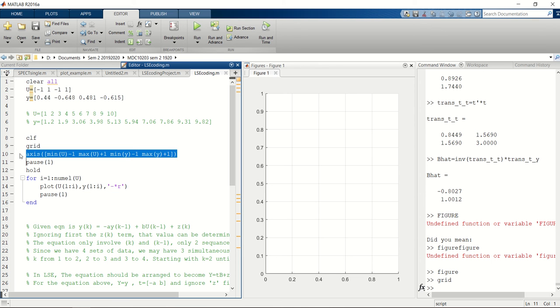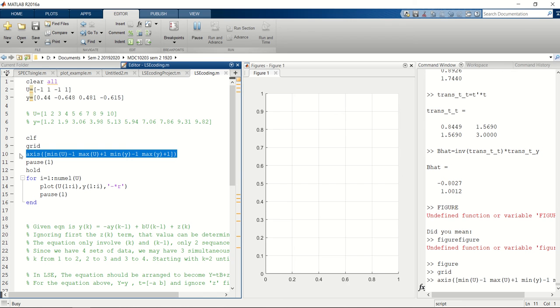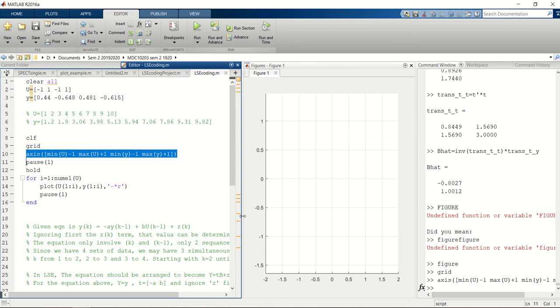So if I run this line by using F9 just now, okay, look at here, we can see that the new range of x and range of y is set up by using this line.